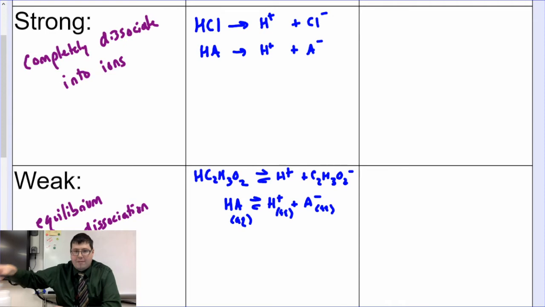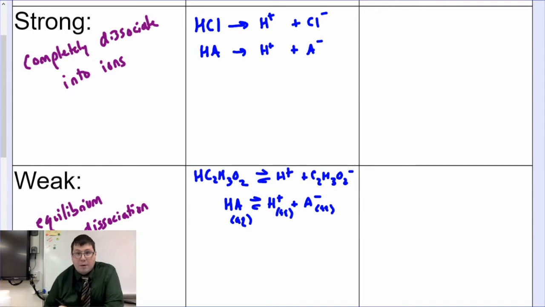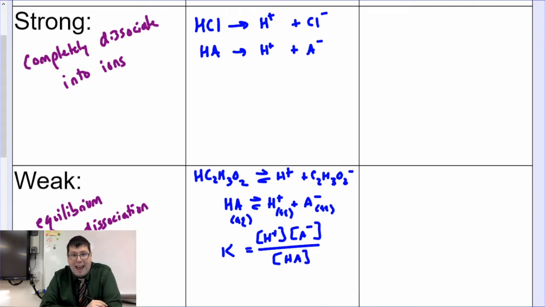If you looked in this bottle of vinegar here, you notice it's all aqueous, it's all in solution, but there's an equilibrium between the dissociated ions and the undissociated acid in there as well. And so if I wrote my equilibrium expression, we could say that K would be equal to the concentration of H+ times the concentration of A- divided by the concentration of my HA, my undissociated acid. We define this as Ka, and Ka is my equilibrium constant for an acid dissociation.